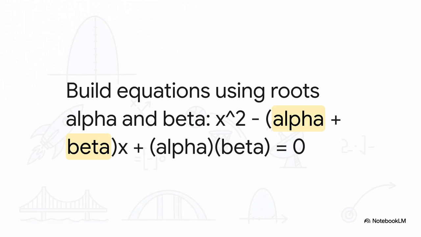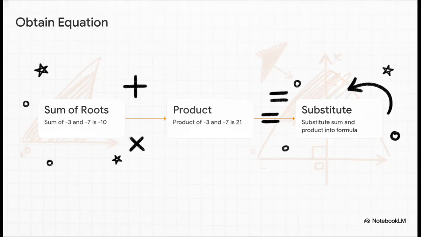You take x squared, subtract the sum of the roots multiplied by x, and then add the product of the roots. Set the whole thing equal to 0. In math terms, that's x squared minus bracket alpha plus beta times x plus alpha into beta equals 0. It's a really elegant formula, isn't it? Let's quickly solidify this with an example straight from your textbook.